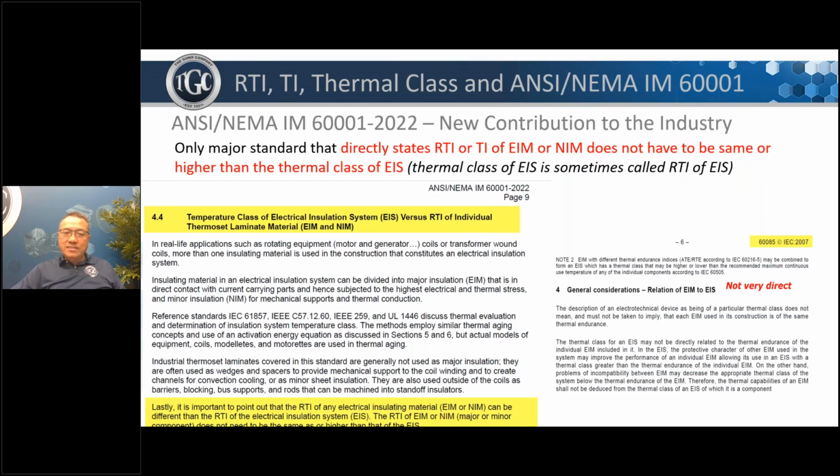That's the other one. That's very important, is that this is the first standard to directly state that the RTI or TI of an insulating material, whether it's major or minor, does not have to be the same or higher than the thermal class of the insulation system. That's very important, because the two tests, even though the concept is similar, are two different tests. So it doesn't mean that a 155 degrees C material cannot be used on a 180 C system. It is two different things. If the 155 C material is included in the 180 C system, it can be used because it was tested that way.